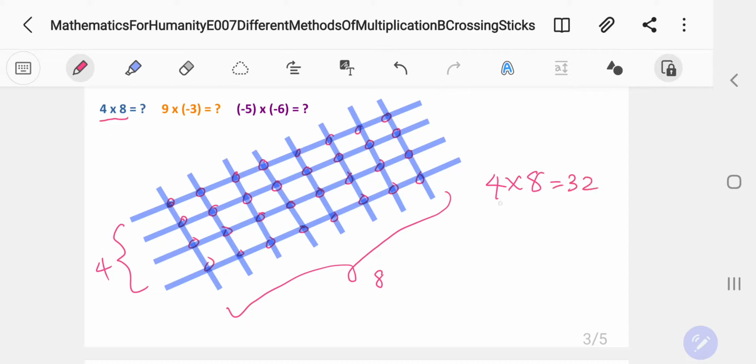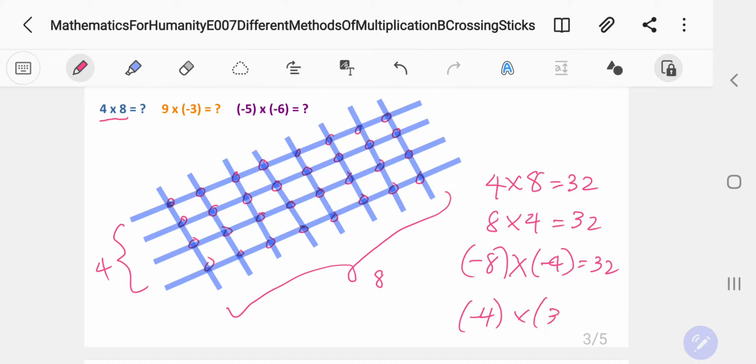And this is of course equal to 8 times 4. It's the same. Or you can also say that this is also equal to negative 8 times negative 4 equals 32. By the way, forget about the signs in crossing sticks. Put the sign at the end or at the result.